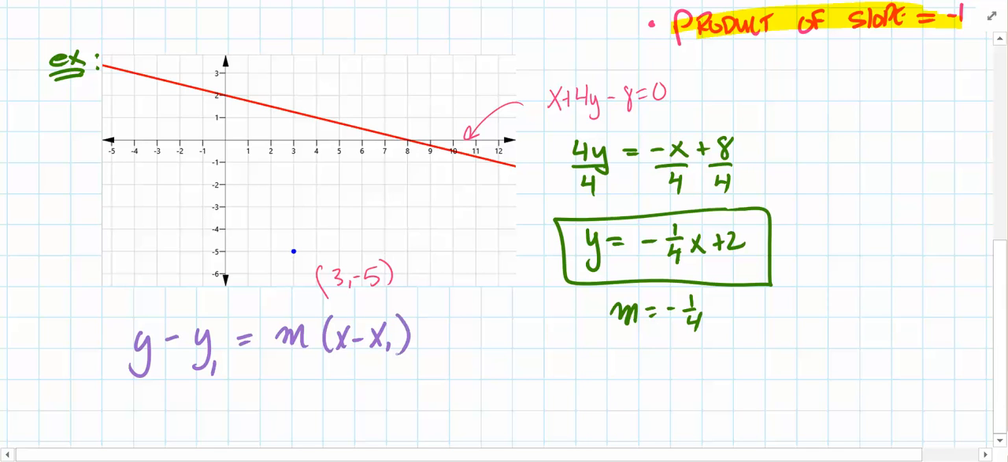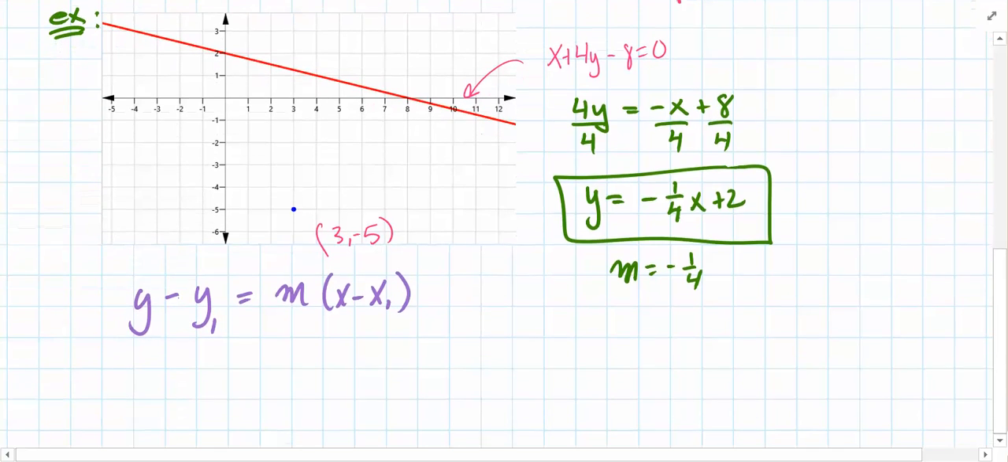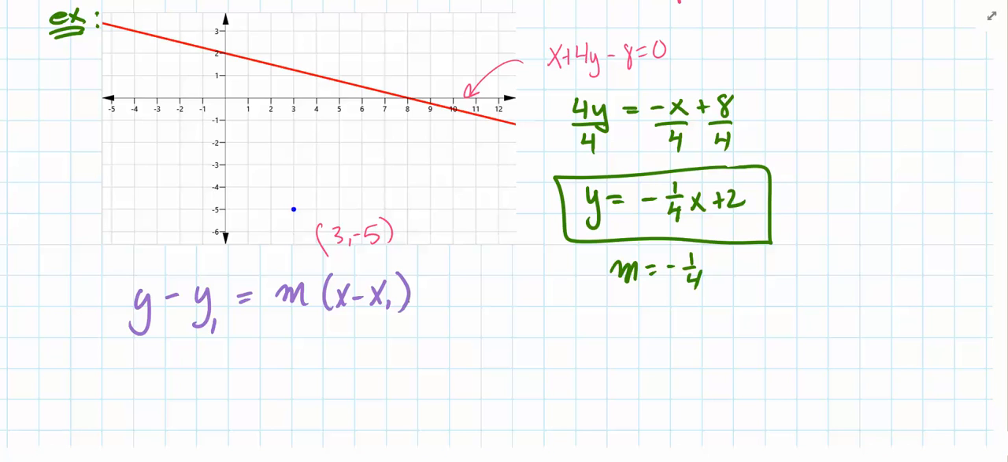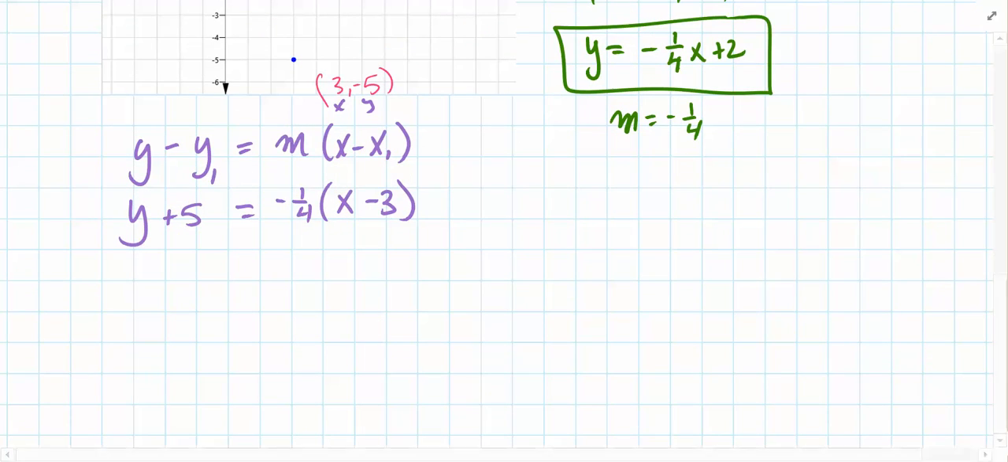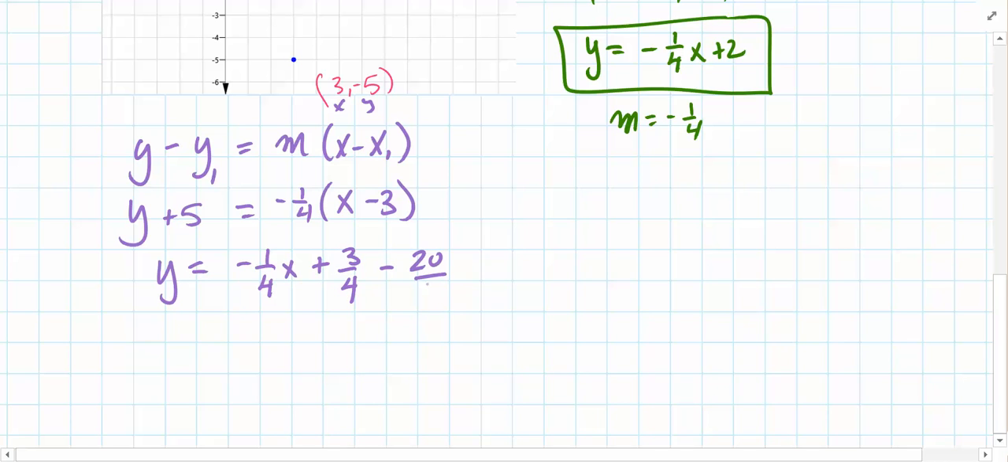You usually agree with that? Okay, good. What's the point that I'm going to use? (3, -5). Very good. So if this is x and this is y, that's going to be y + 5 equals the slope. What slope do I want to use if it's parallel? Yeah, the same one over here, -1/4. And then I'm going to have an x - 3. You guys agree? Okay, good. Let's keep going with this. So I'm going to get this. y is going to equal, how about this? -1/4 x + 3/4 - 20/4. Whoa. What did I just do?